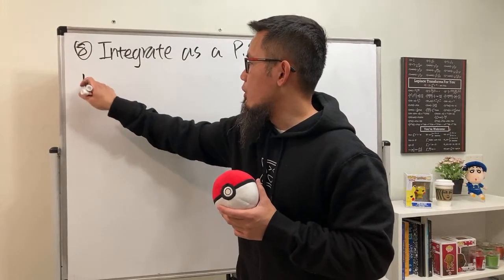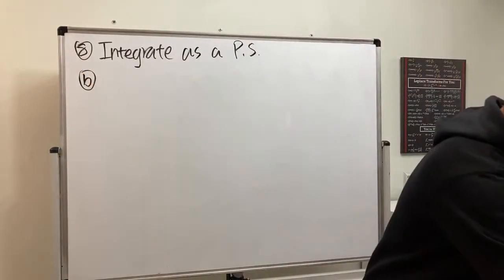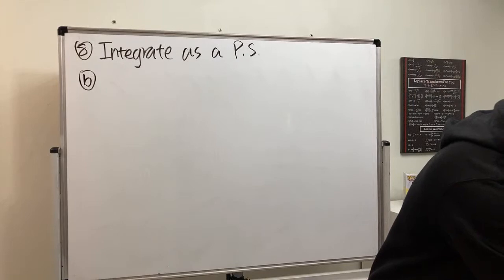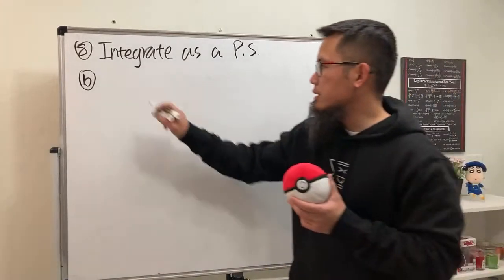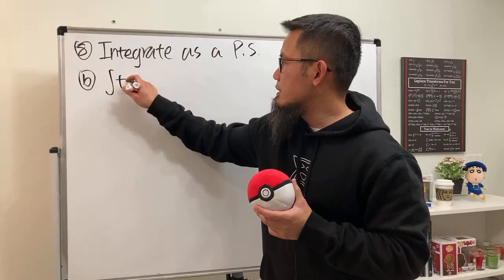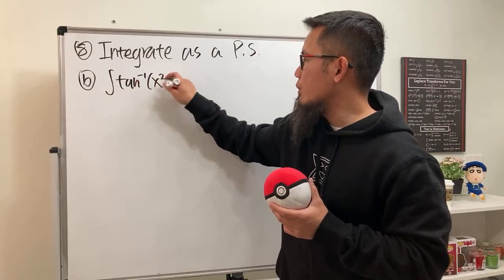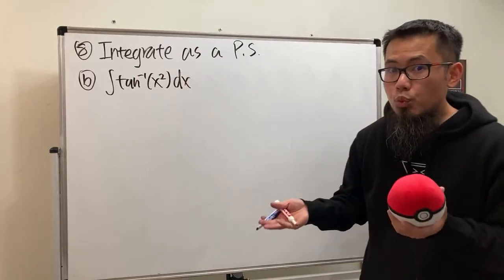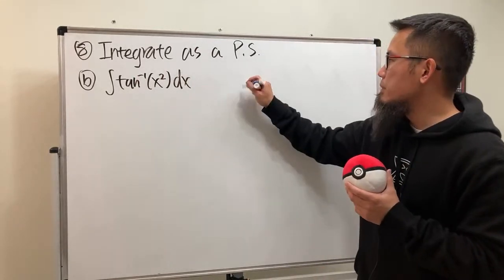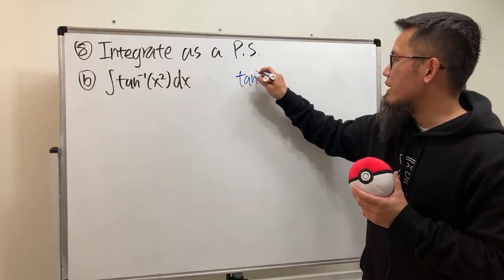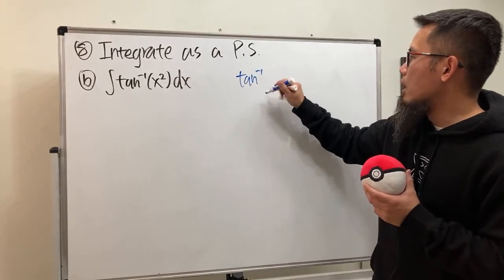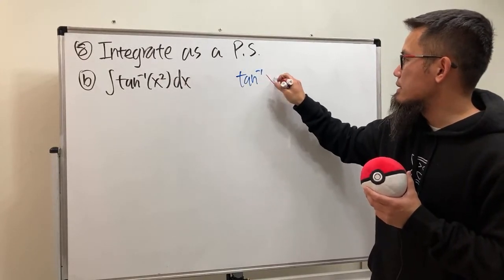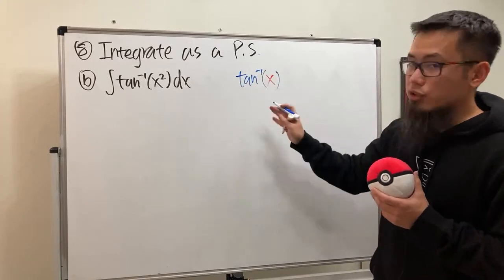All right, so for part B, here we are going to integrate inverse tangent of x squared, right? So we are going to integrate inverse tangent of x squared dx. All right, we'll do what we did earlier. So let me just put that down right here. When we have inverse tangent of x, this is just the original one.